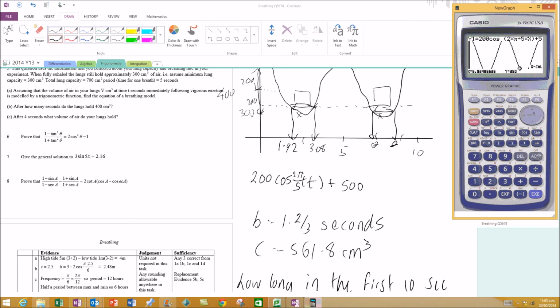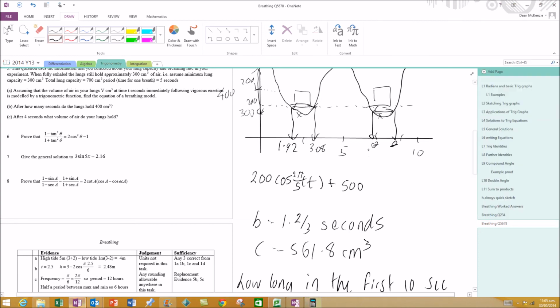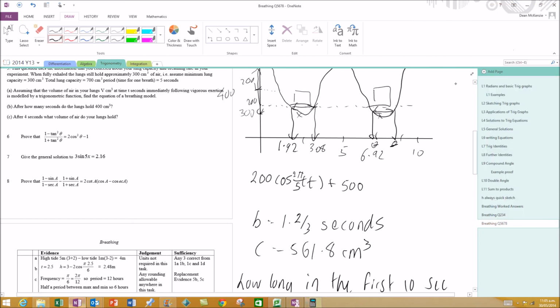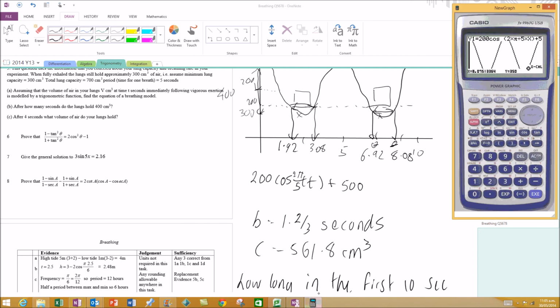The next one is 6.92. So this one here is 6.92. And the last one, if I arrow across, is 8.08. So this here is 8.08. So all I have to do now is subtract each of those to find out what the gap is between them.